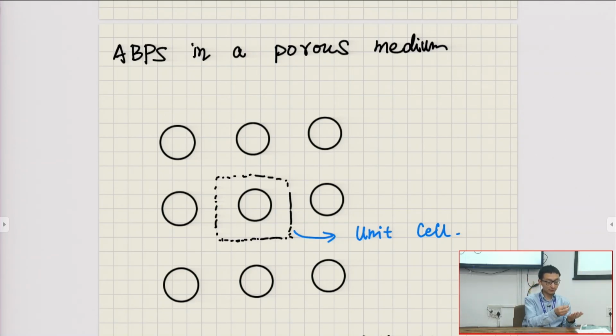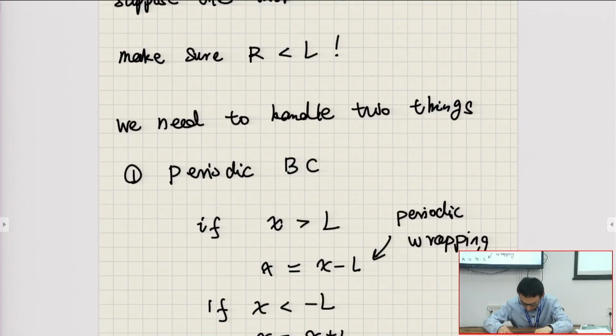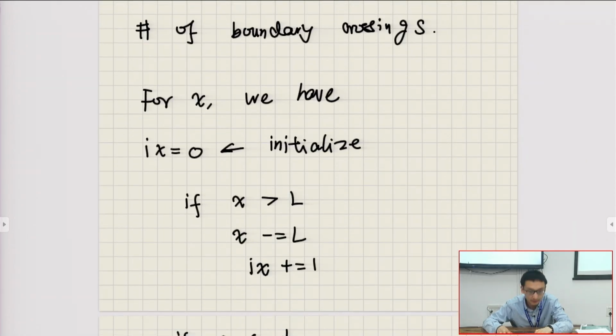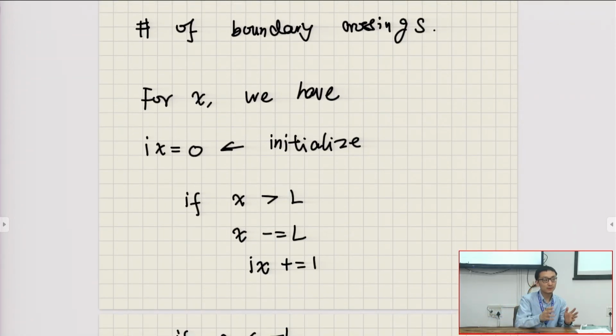So you want to just do that for the main cell, and then when the particle goes out, you move them back in. But the other thing is you want to keep track of how many times they have crossed the boundary of the main cell. Because, for example, if you want to compute mean square displacement, you can't just use the coordinates that are being wrapped into the main cell. That's bounded from minus L to L, right?